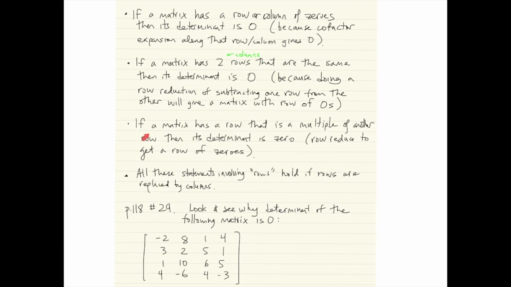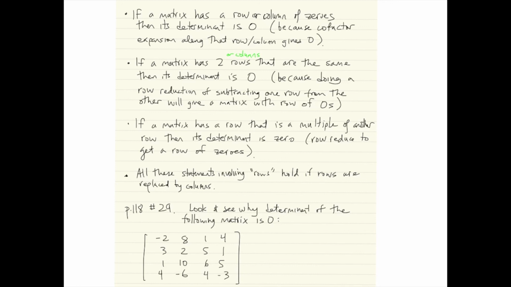Okay. If a matrix has a row that's a multiple of another row, then its determinant is also 0. Again, that's because you can multiply by that scalar, that's this multiple, so that you get a matrix with 2 identical rows, and we're back in the situation where the determinant is 0. And all these statements above, 1, 2, and 3, hold when rows are replaced by columns.